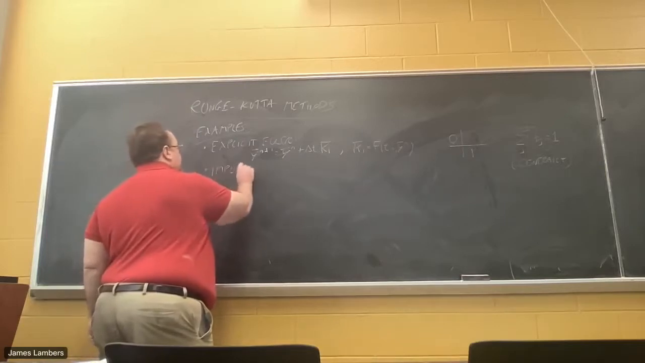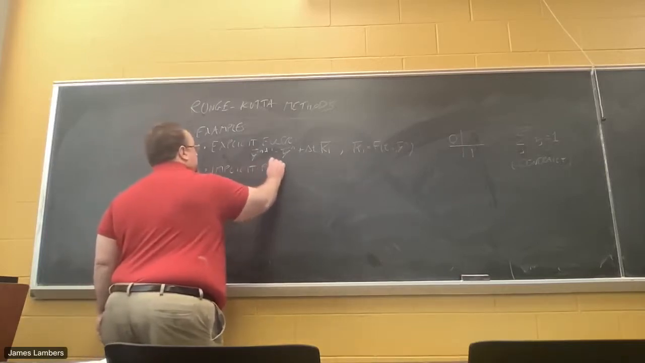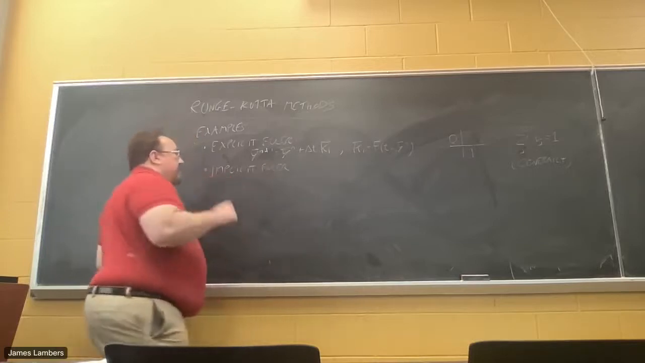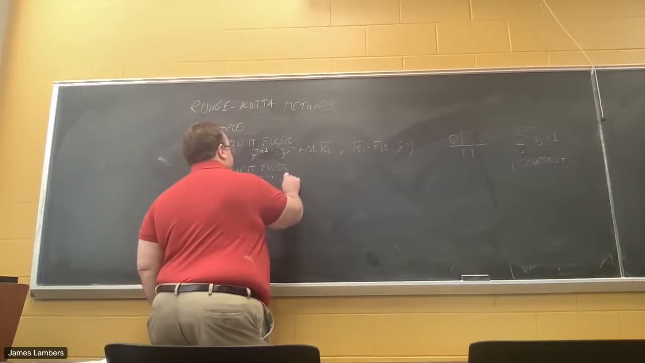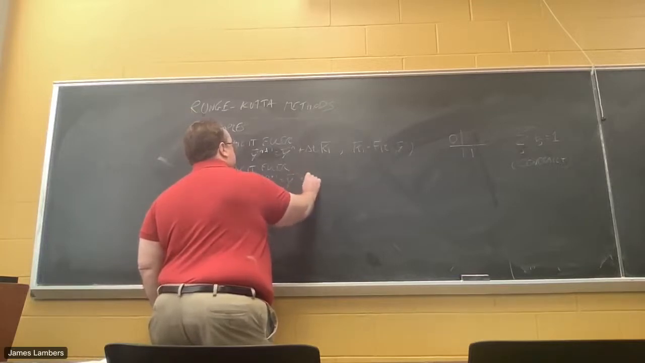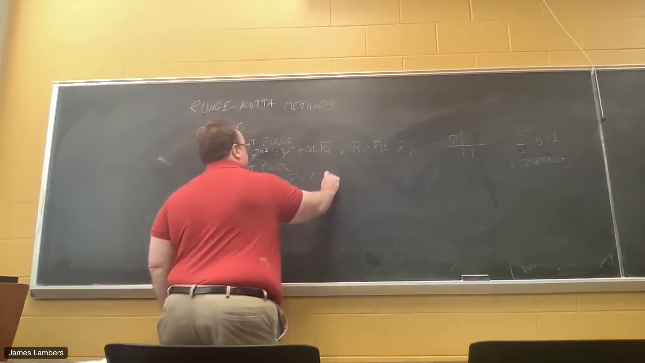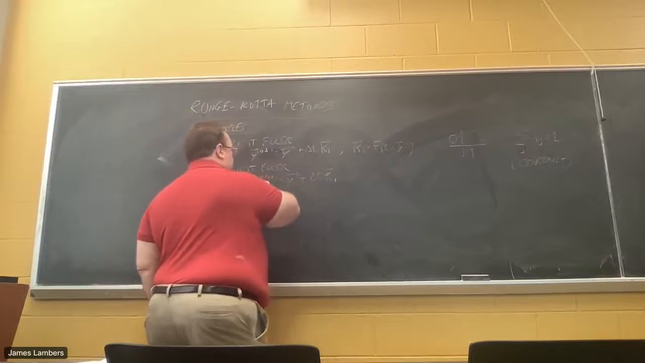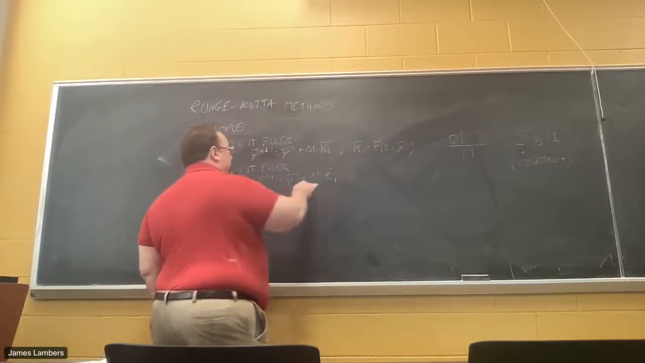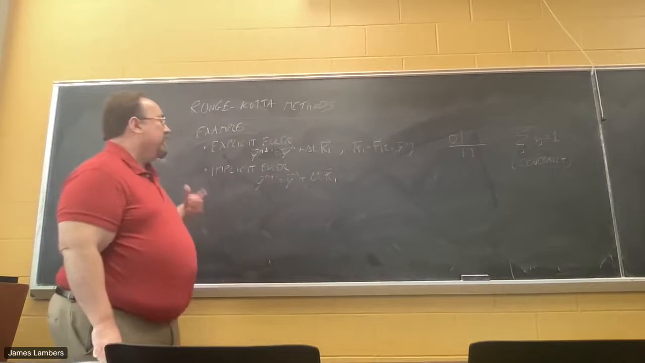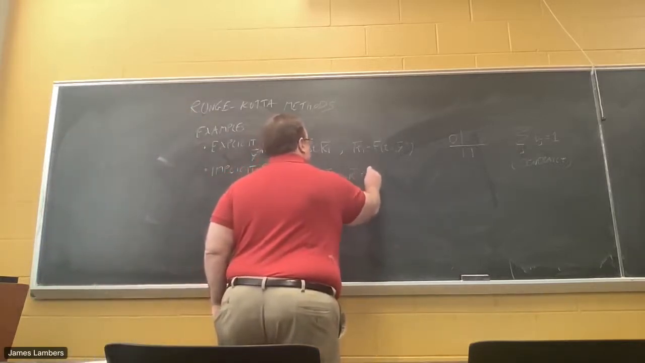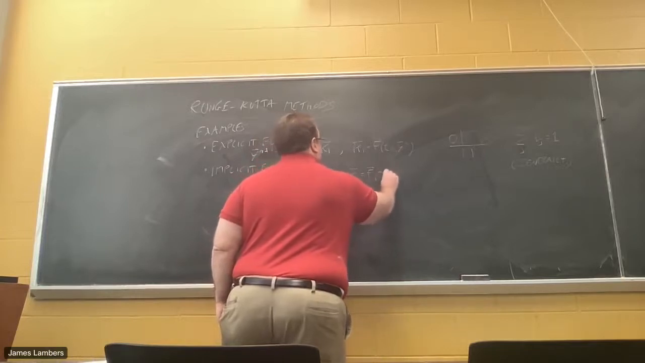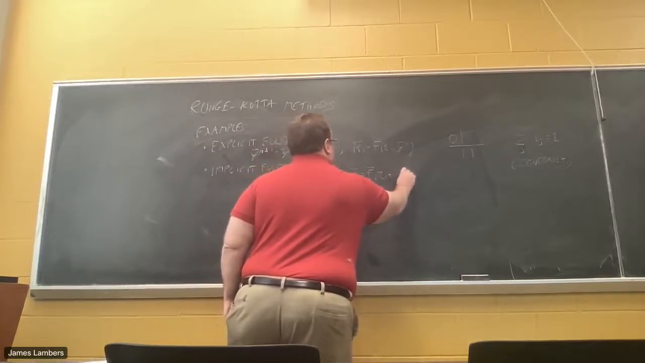Implicit Euler. It's a little weird to describe implicit methods using this format. But in fact, the main part of the method is exactly the same as for explicit Euler. We have y n plus 1 equals y n plus delta t k1. But k1 is defined differently. So k1 is f of t n plus delta t.